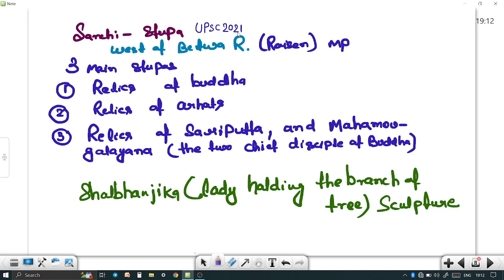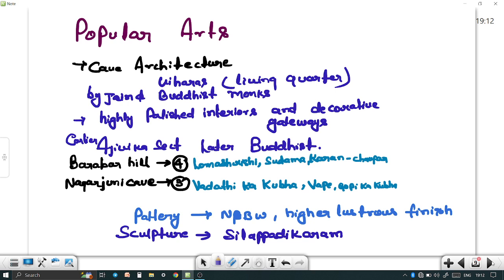Rock-cut cave architecture emerged during the Maurya period and was generally used as Viharas. Viharas were living quarters used by the Jain and Buddhist monks. The caves were characterized by highly polished interiors and decorative gateways. So this is the categorization of popular art. The first one is cave architecture, in which chaityas and viharas are basically included. Chaitya is a hall and vihara is the living quarter.